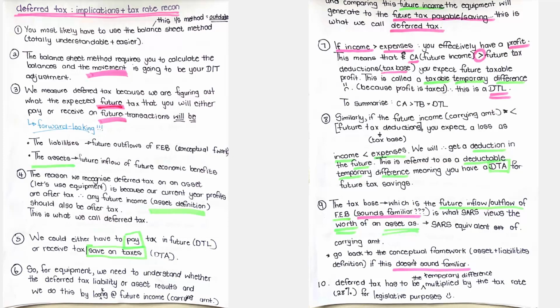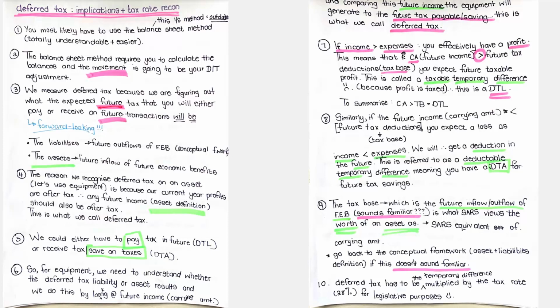And we do this by looking at the future income, which is the carrying amount, because what is the carrying amount? The carrying amount of an asset are the future economic benefits we expect to derive from that asset. The revised conceptual framework tells you this. If you don't expect to recognize any future economic benefits on that asset, then its carrying amount is 0. And from an accounting perspective, this is what we call the carrying amount.